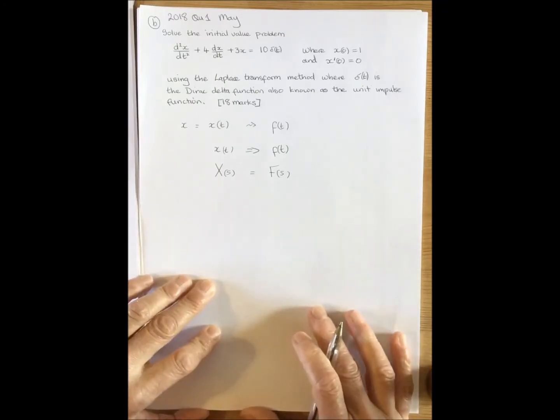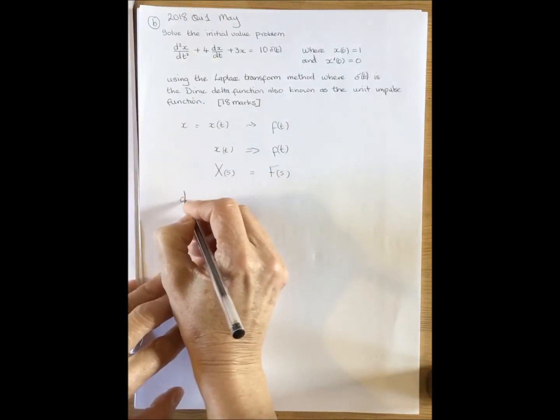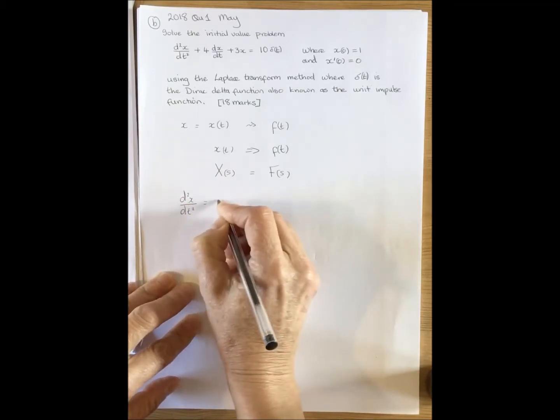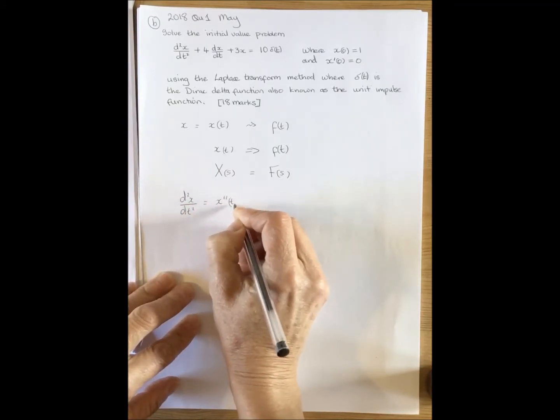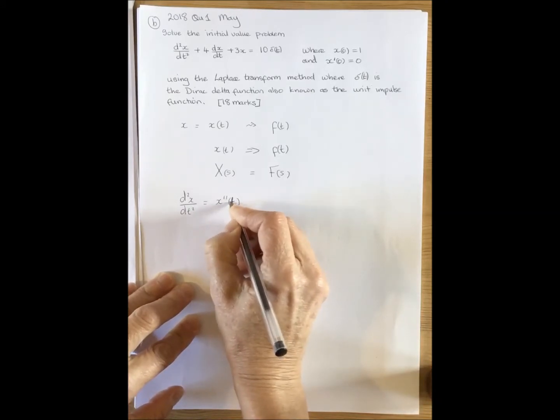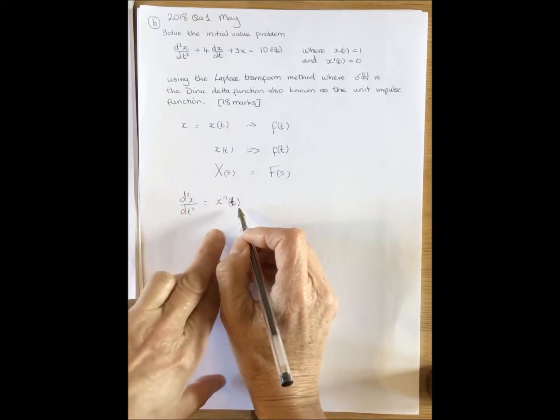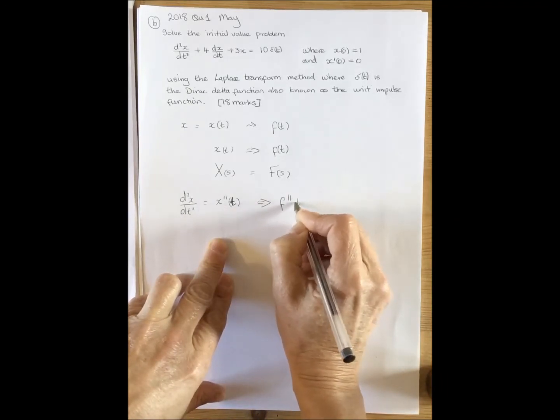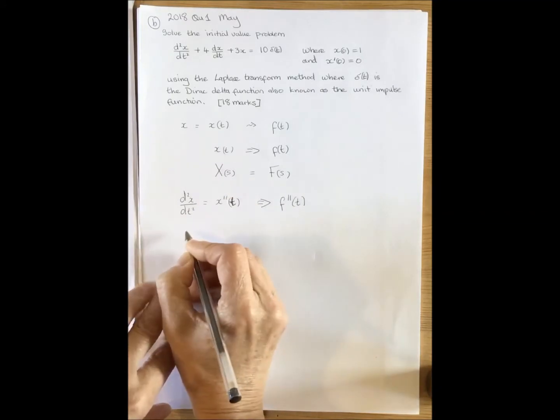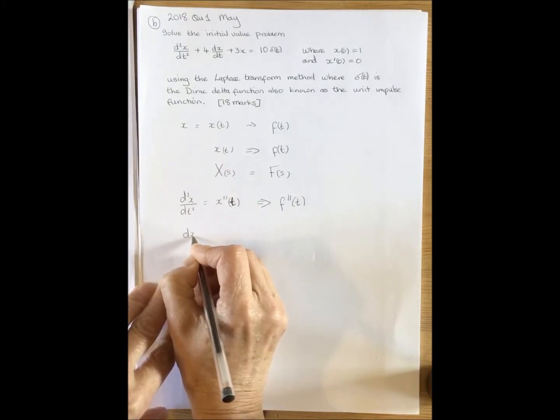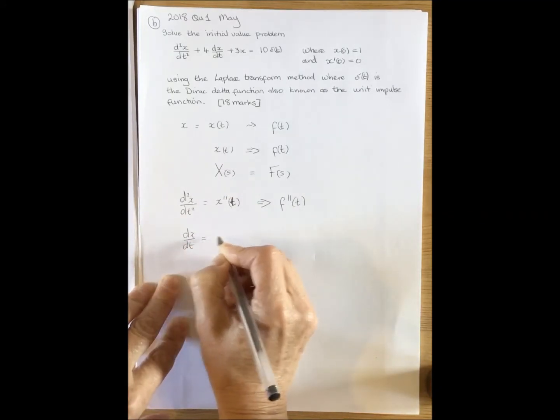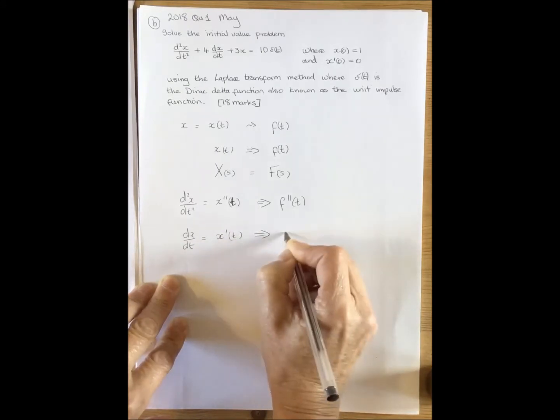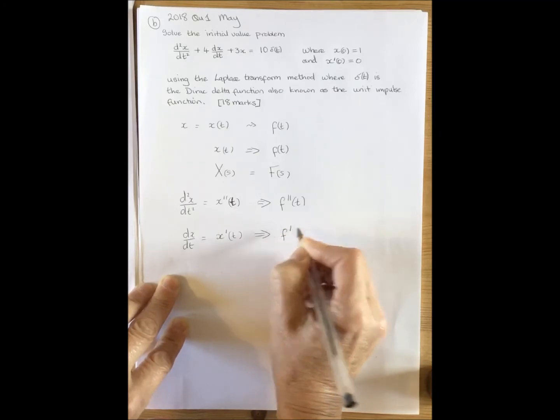The next thing you need to know is that this d2x dt squared can be written as x double dash t. It's a second derivative of x with respect to t, but in the tables we will see that as f double dash t. And dx dt can also be written as x dash t, and in the tables that will be written as f dash t.